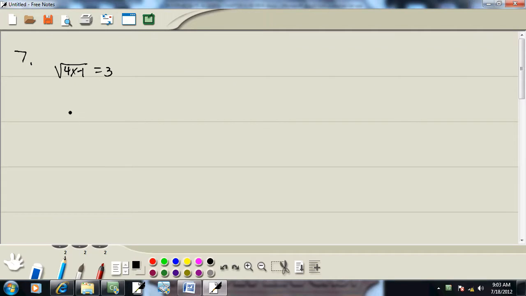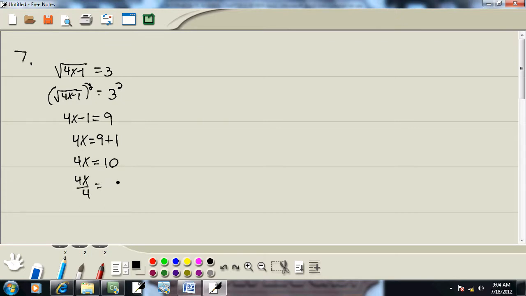Step 2. Raise both sides to a power equal to your index. This is a square root, so we're going to square both sides. Now over here, when you square a square root, they cancel each other out, and you're left with 4x minus 1. And 3 squared is 9. Take negative 1 over, becomes a positive 1, which gives us 10.